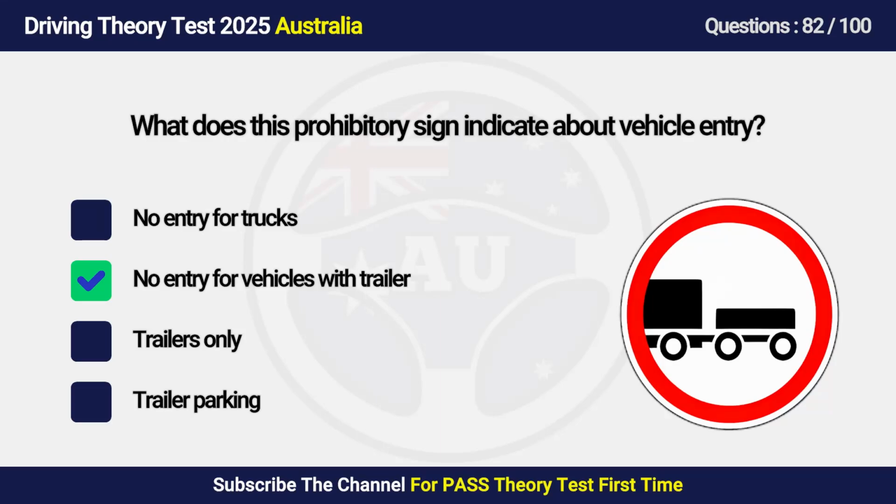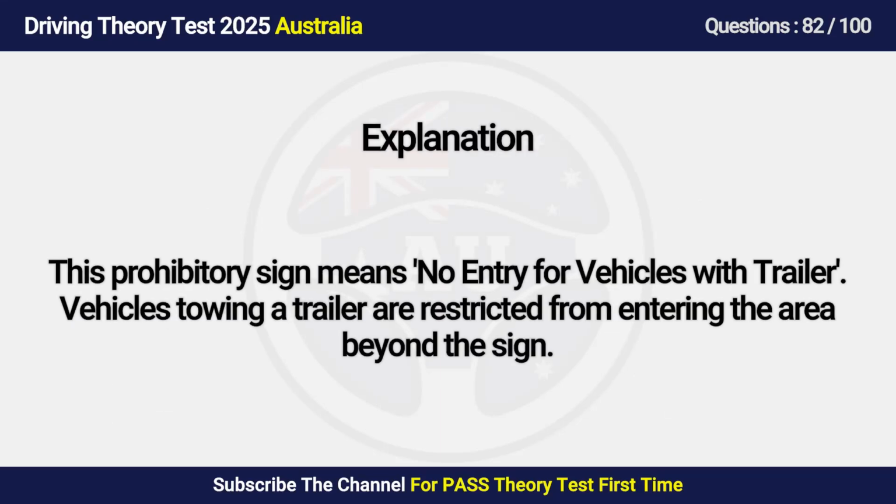Answer is B, no entry for vehicles with trailer. This prohibitory sign means no entry for vehicles with trailer. Vehicles towing a trailer are restricted from entering the area beyond the sign.